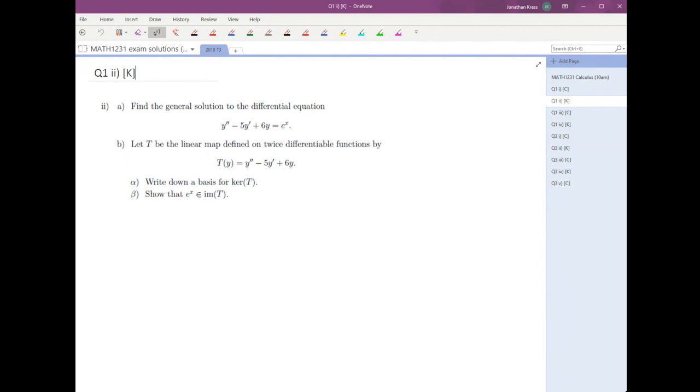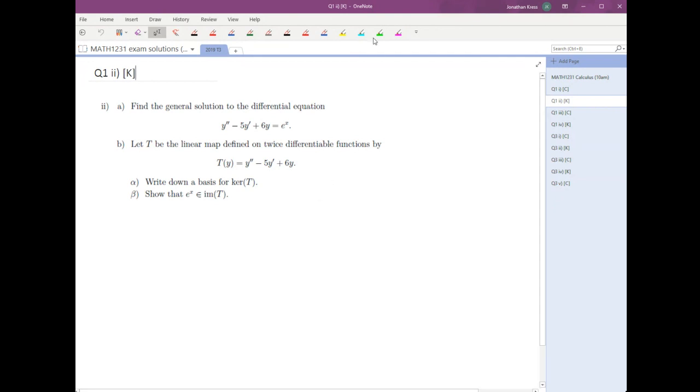So the first part is just to find the general solution to a differential equation that's given there. It's a second order differential equation with constant coefficients. It's a linear differential equation, and it's inhomogeneous. So you probably need to know what all of those different terms mean. It's second order because there's second derivatives. It's linear because there's a linear combination of y and its derivatives on the left there. And it's inhomogeneous because that's not equal to 0. It's equal to some function of x.